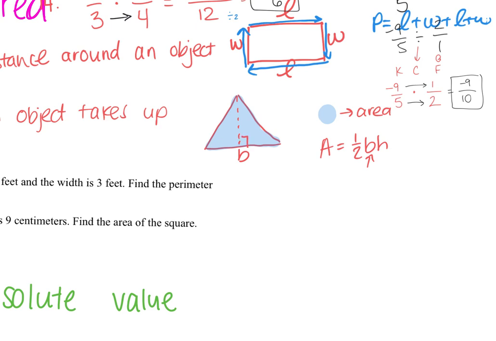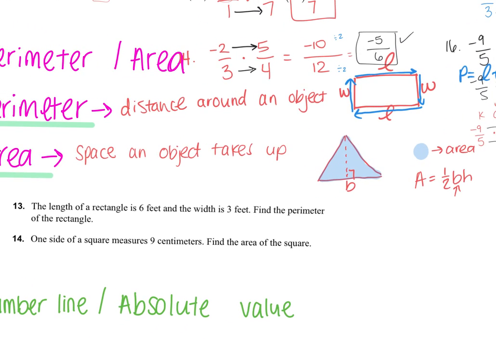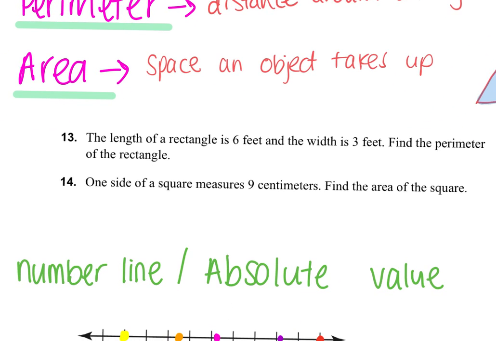Now we'll cover these more when we get into word problems where they involve triangles and rectangles and stuff in the area formula. But for now, you just need to be familiar with the two formulas, which is perimeter, which is the distance around an object, and the area, which is the space that an object takes up, okay? So let's try number 13.